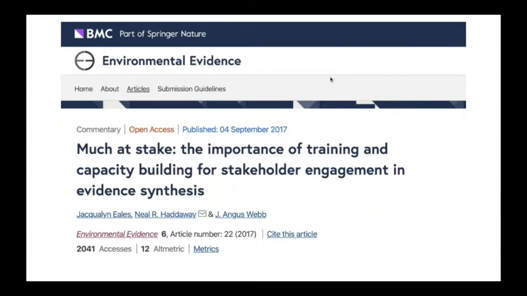So for us, typically education and training in systematic reviews has been seen as a very, very distinct pillar of what we do. And actually, if you blend it a bit with stakeholder engagement, then you start to realize that there are loads of opportunities for capacity building when we engage with stakeholders, and we need to think quite carefully about how we do that.